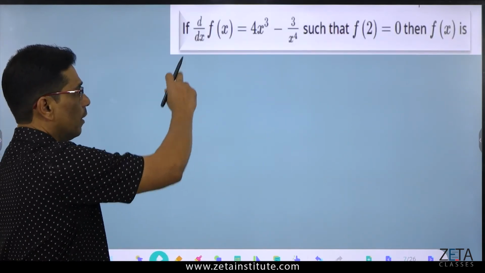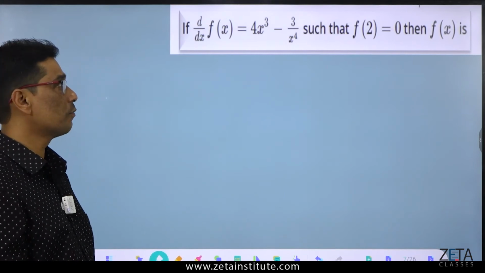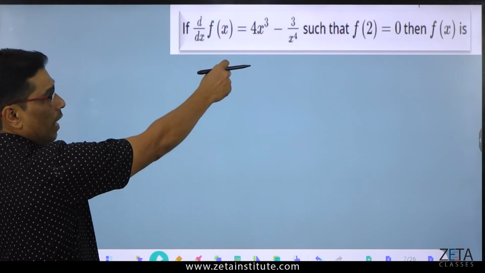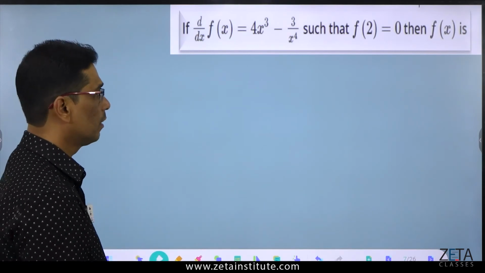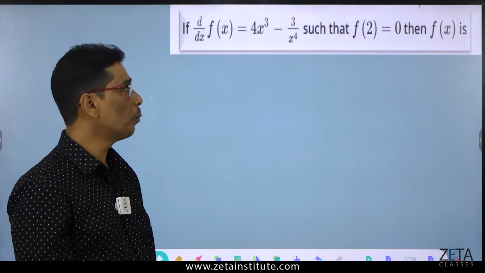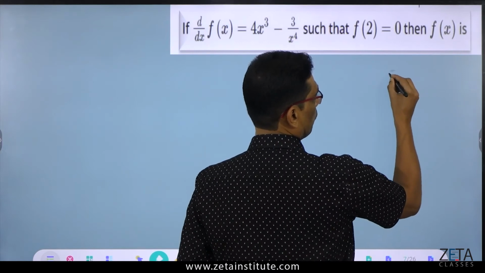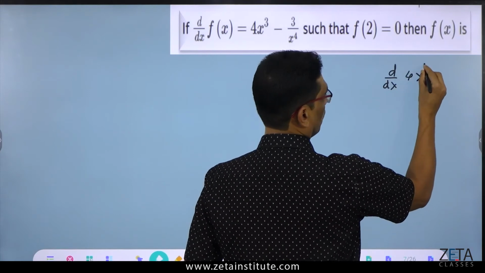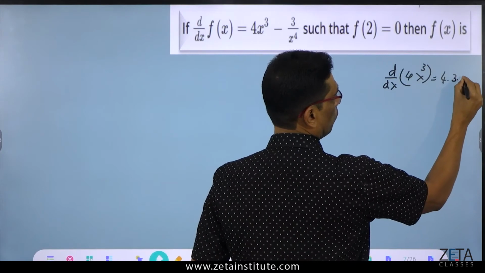So another function: dy by dx of f(x) is equal to 4x cube minus 3 by x raised to 4, such that f(2) we need to find out. First we need to find the antiderivative, then we have to substitute the value in that function as well. So here two terms are there, 4x cube minus 3 by x raised to 4. So what is 4x cube? Differentiation of 4x cube means 4 into 3 into x square.